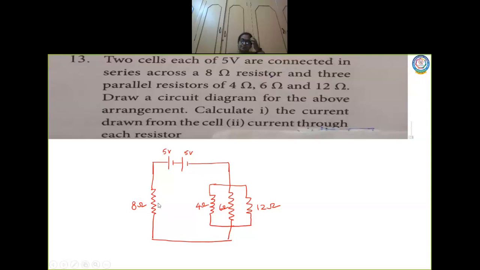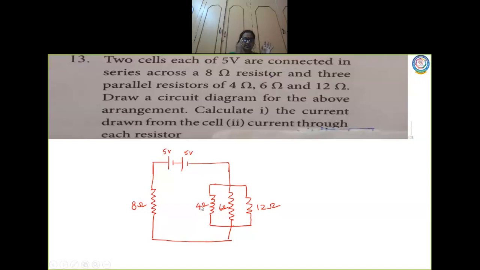Okay. Now calculate the current drawn from the cell. So first I have drawn the circuit diagram. Now I have to find out the current. What is the current drawn from the cell? Total current. Then current through each resistor. I have to find out what is the current flowing across this resistor, this. You have to find out.